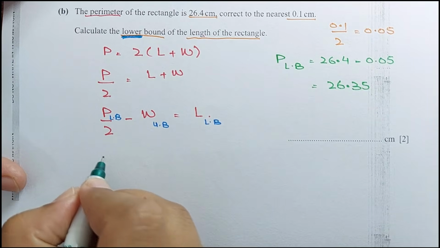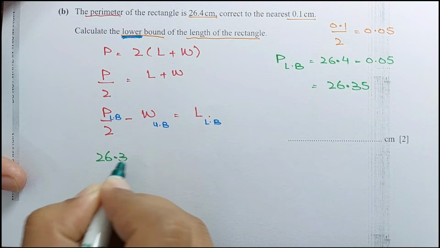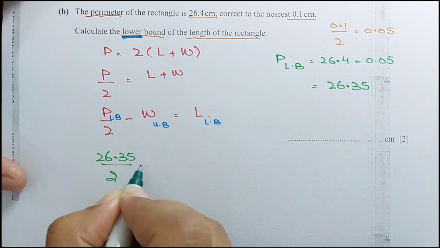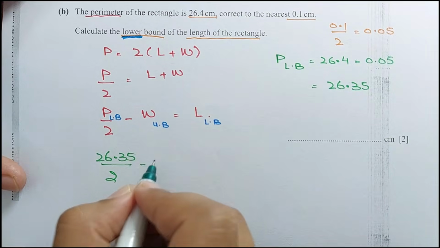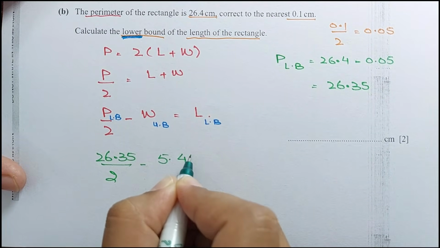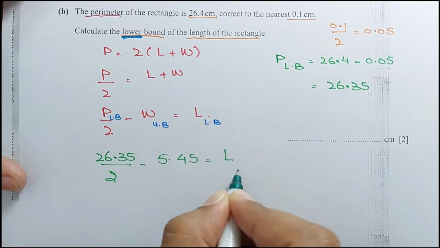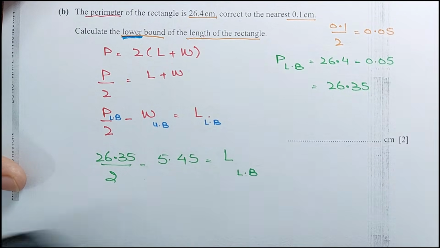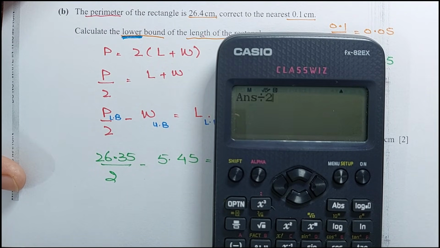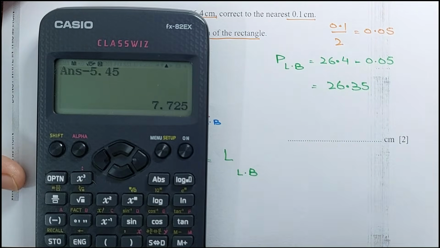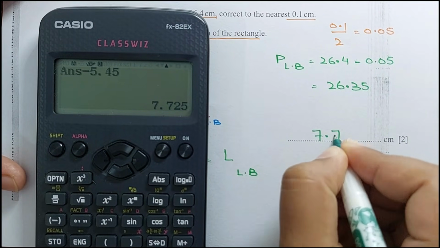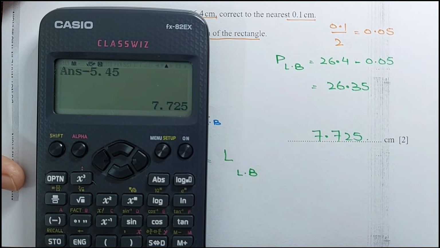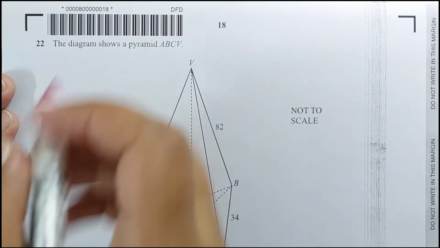I'm plugging in over here, which is 26.35 divided by 2 minus the width upper bound, which is 5.45. This would be your length lower bound. Okay, now this is going to divide by 2 and subtract 5.45, so the final answer is 7.725 centimeters. Question number 22.